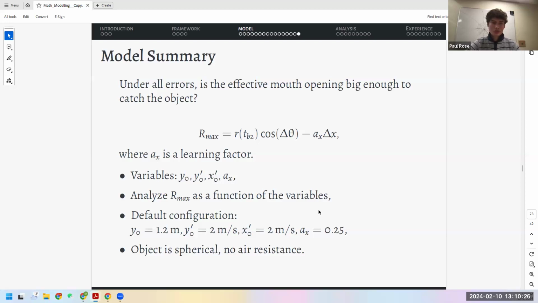So we can now bundle the mouth and kinematics models together to calculate the size of the largest object the dog can catch in different conditions. Here, delta x is a function of initial height and velocity components of the throw. Thus, the effect of different throw properties on catching success can be analyzed. For now, the food is assumed to be spherical and air resistance is assumed to be negligible, but these factors will be addressed later.